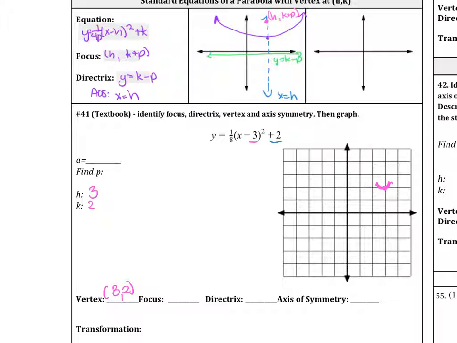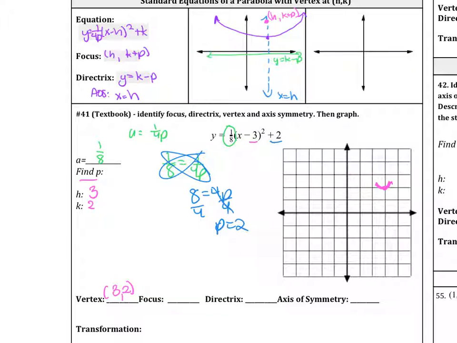And then we need to find p. So a is the number in front, so kind of like what we did before, 1 over 8. So a equals, remember, 1 over 4p. So we're going to set the 1 over 8 equal to the 1 over 4p, and then we cross multiply. So we get 8 equals 4p, divide by 4, so p equals 2.